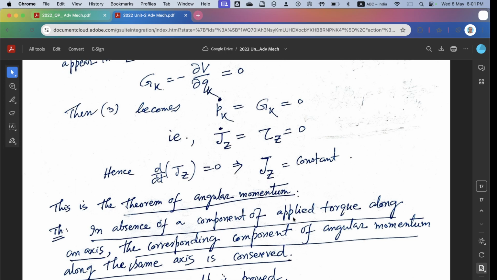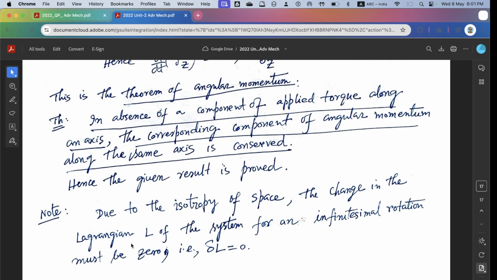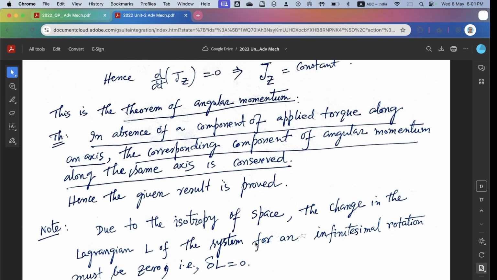In the absence of a component of the applied torque along an axis, the corresponding component of the angular momentum along the same axis is conserved. Hence the given theorem is proved. Note that due to isotropic space, the change in the Lagrangian L of the system for an infinitesimal rotation must be 0. That is, delta L equal to 0. No change in L here. Actually L is invariant in this case.